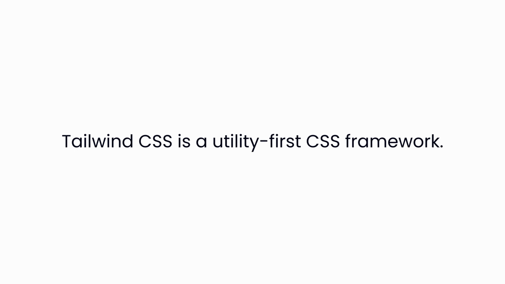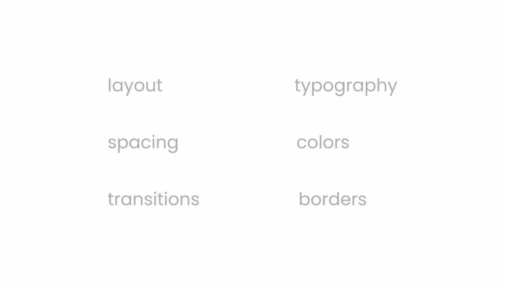Tailwind CSS is a utility-first CSS framework. It provides predefined classes that allow you to style your website directly in your HTML file without having to switch back and forth between HTML and CSS files. It offers a wide range of utility classes related to layout, typography, spacing, colors, and many more.